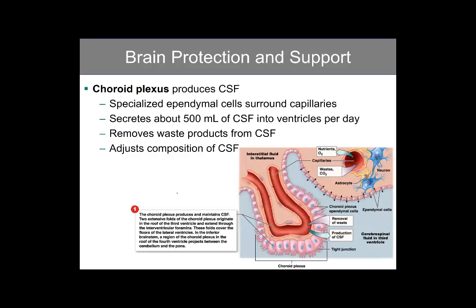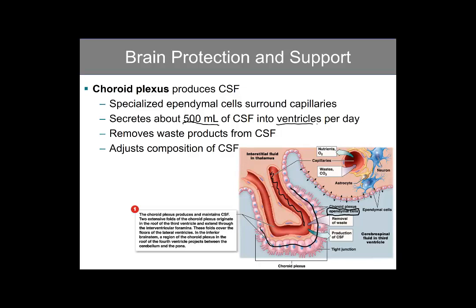Within certain parts of the brain, we have collections of ependymal cells. Remember, ependymal cells are a type of neuroglial cell, and the role of that cell is to produce cerebrospinal fluid. So when you have collections of these ependymal cells that surround capillaries, here's our capillary, you get formation of the choroid plexus. So these are specialized ependymal cells that surround capillaries, and they're going to secrete about 500 milliliters of cerebrospinal fluid into the ventricles per day.